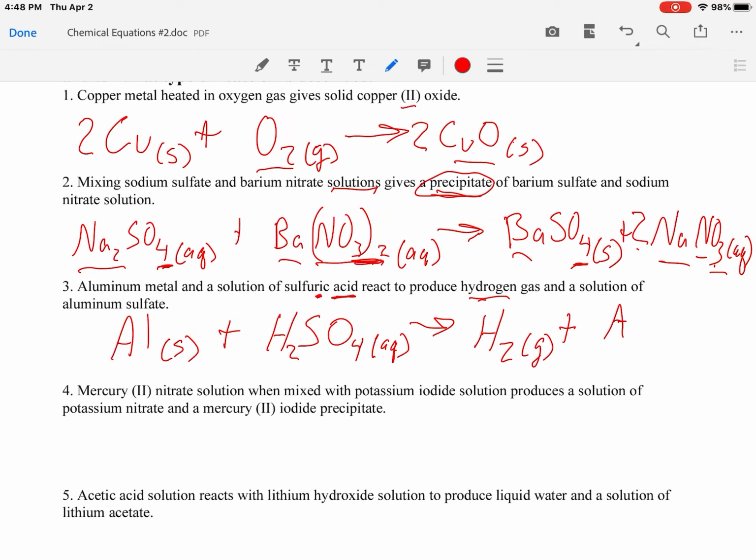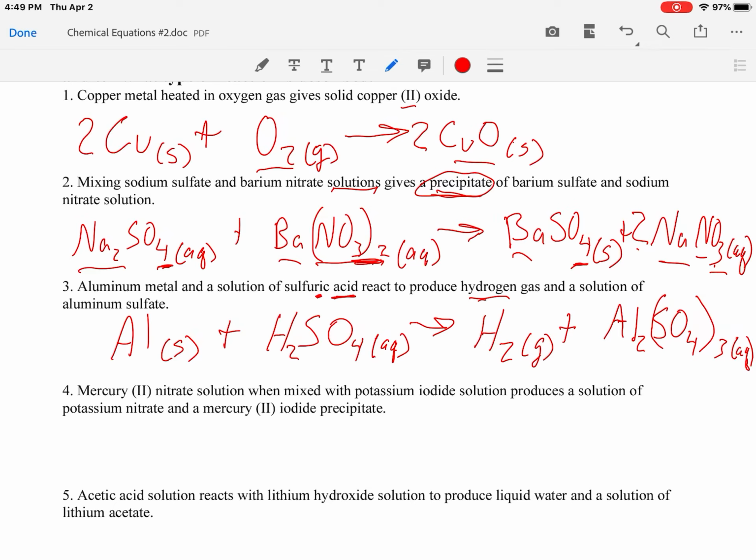Aluminum sulfate here is Al. The aluminum has a +3 charge, and the sulfate has a -2 charge. So we've got that 3-2 thing going on like we often have. So that means we need 2 aluminums to give us +6, and we need 3 sulfates to give us -6 to balance that out. And that is a solution, so that's an AQ. And now we have to balance this equation out.